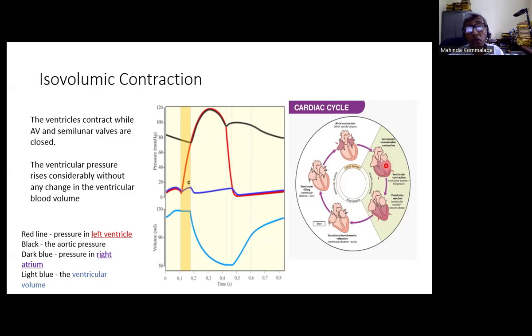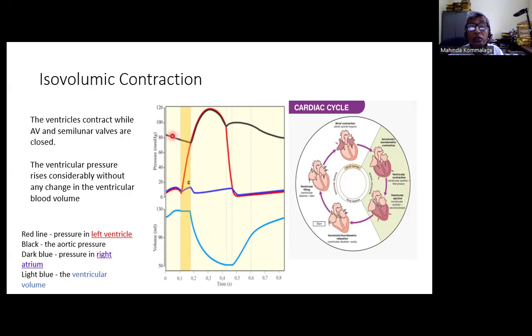Ventricular pressure increases within a very short time to a considerably high level. This line is the ventricular pressure. From here, it will shoot up to here, because all the valves are closed and the ventricle is contracting. Of course, it's a very short time duration.